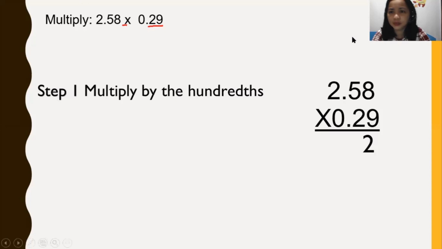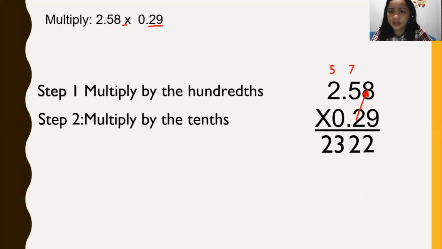We have bring down 2, carry 7. And the next is 5 times 9 is 45 plus 2, 52. Bring down 2, carry 7. And then we have 9 times 2 is 18 plus 5 is 23. Times 8 is 16. Bring down 6, carry 1 here. Then we have 2 times 5 is 10 plus 1 is 11. Then 2 times 2 is 4 plus 1 is 5.